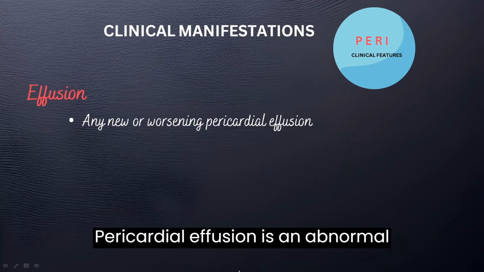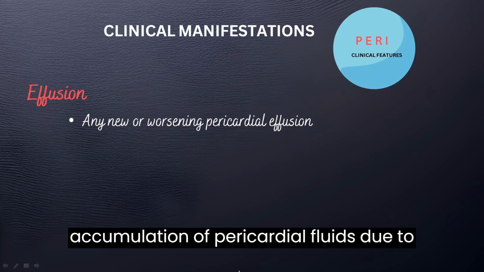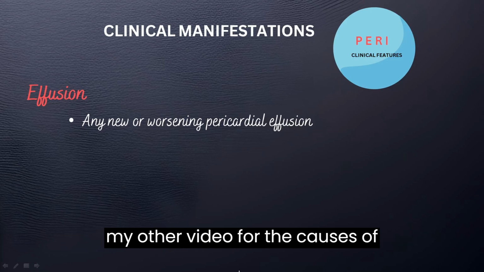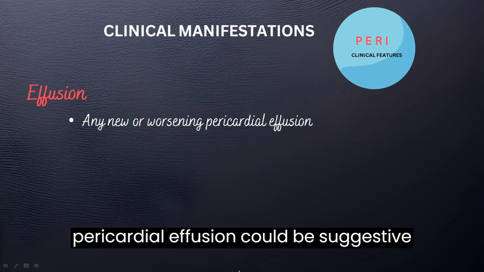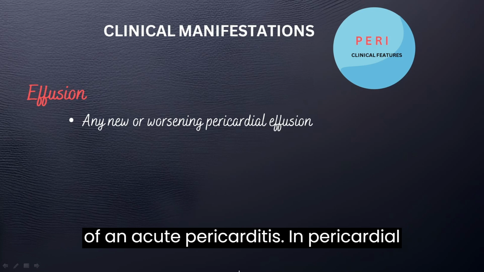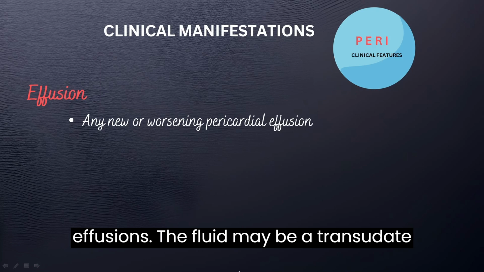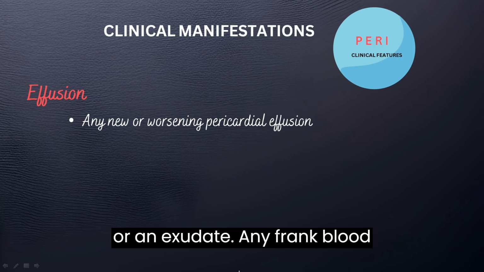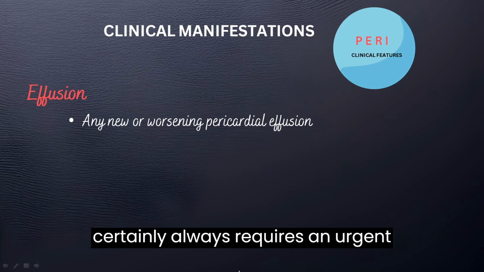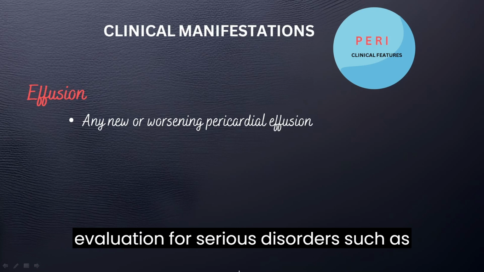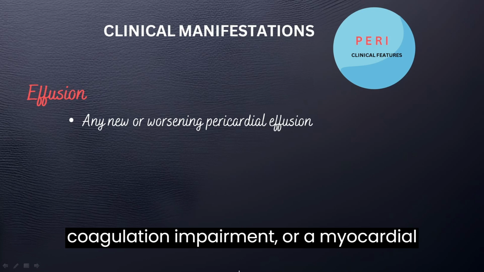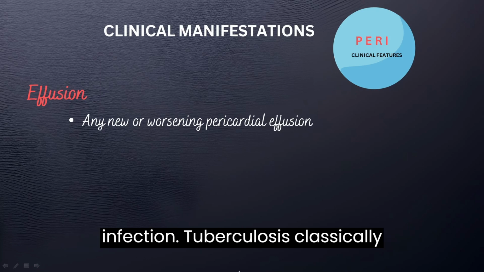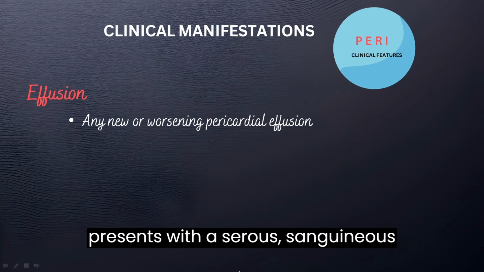Pericardial effusion is an abnormal accumulation of pericardial fluid due to an underlying pathology. Please check out my other video for the causes of pericarditis. Any new or worsening pericardial effusion could be suggestive of an acute pericarditis. In pericardial effusions, the fluid may be a transudate or an exudate. Any frank blood certainly always requires an urgent evaluation for serious disorders such as aortic dissection, ruptured aneurysm, coagulation impairment, or a myocardial infarction. Tuberculosis classically presents with a serosanguineous effusion.